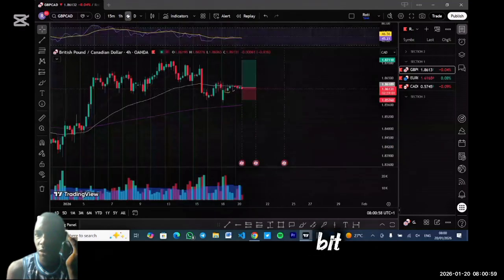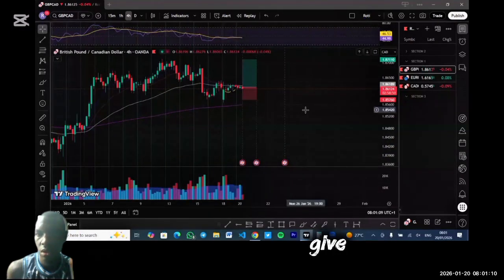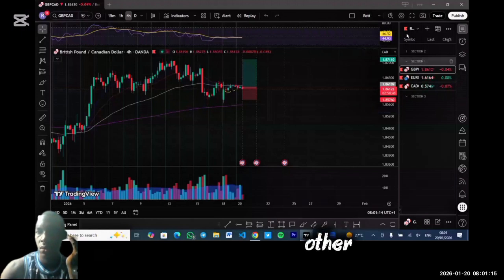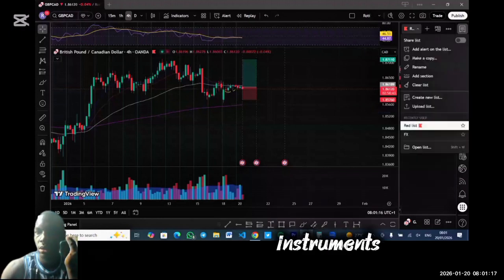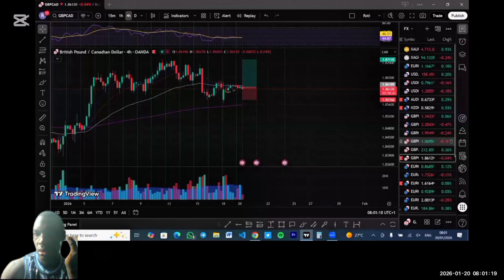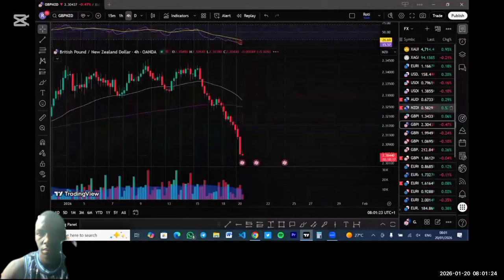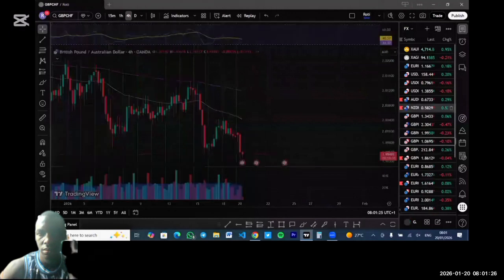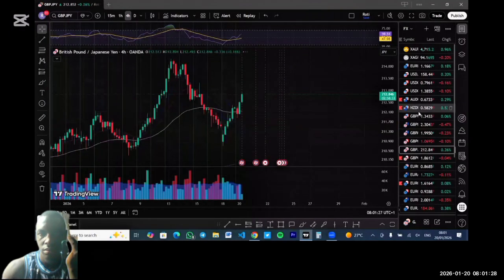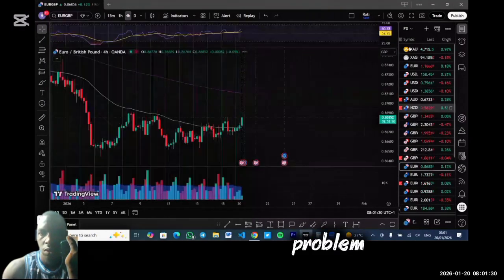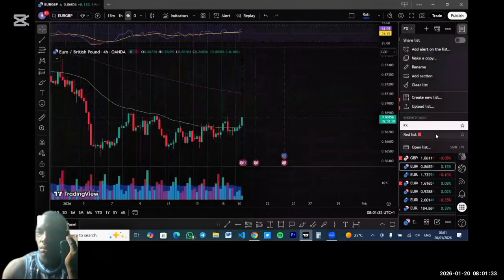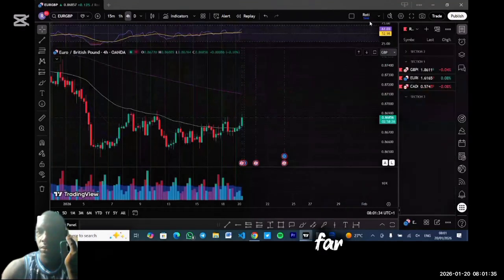I was expecting a bit more movement with the employment data, but it's not too bad either. Let's give it 1 more hour for London to open, then we'll see. Let me check the other pound instruments. Okay, no problem. We'll see. So that's just the update so far.